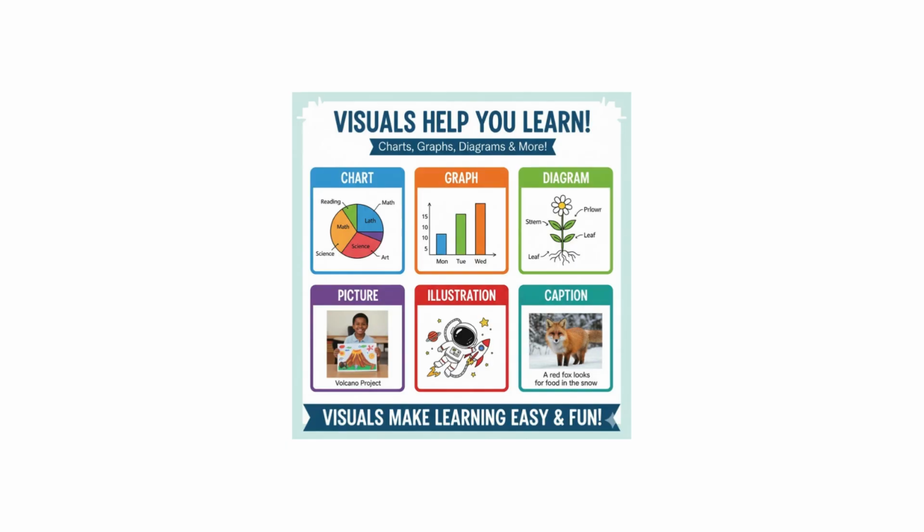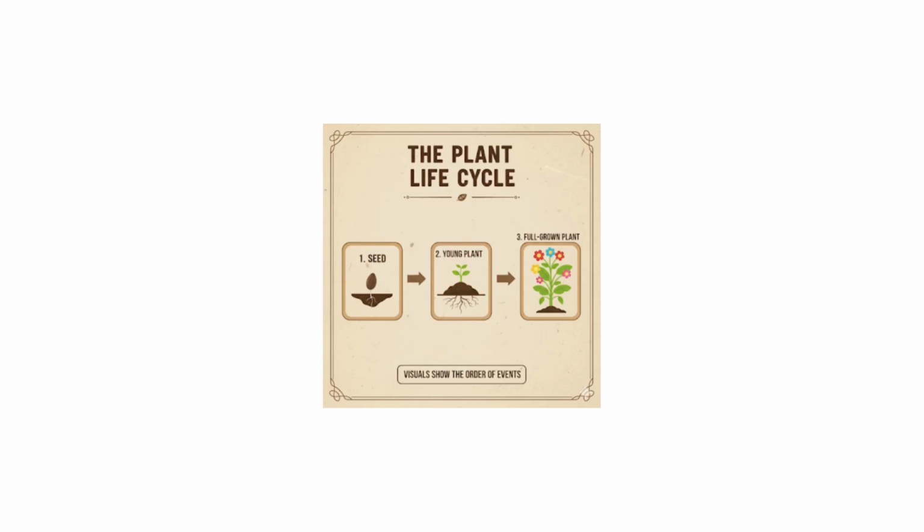Visuals and text structures can work together. The way the text is organized, like cause and effect, and the picture work together. The visual is like a map that helps you follow the writer's plan from start to finish. Take a look at this picture. How does this diagram help you understand the process of a plant's growth compared to reading a paragraph about it?